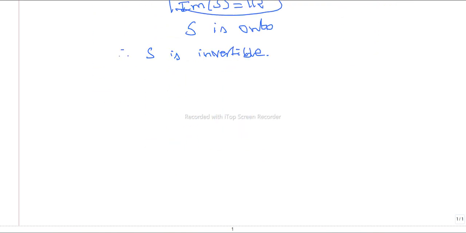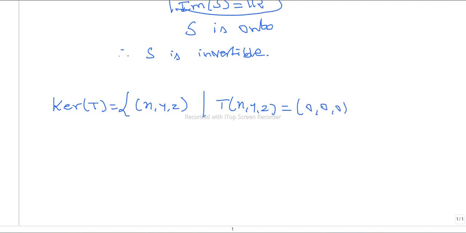Now similarly for T, first you have to find the kernel of T. The kernel of T is the collection of all (x, y, z) such that T of (x, y, z) is 0, meaning (0, 0, 0). By the definition of T, T of (x, y, z) is (x plus 2z, y minus z, x plus y plus z), equal to (0, 0, 0).